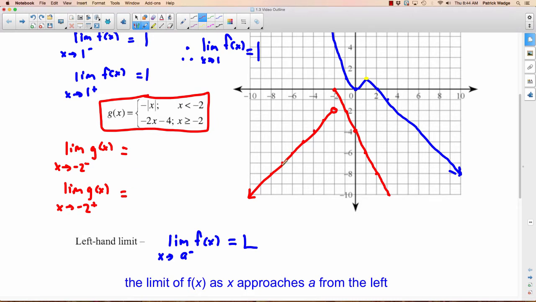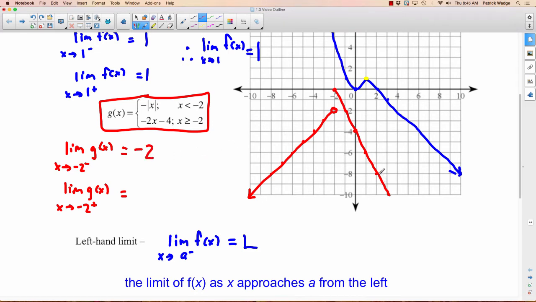So if we slide along this, we're starting from the left of this. If we slide along this function and we get closer and closer and closer to -2, but we don't actually get there, what are we getting very, very close to in terms of our y value? We're not quite getting there, but we can get as close as we want to. We can get as close to -2 for our y value as we want. So the left-hand limit is -2.